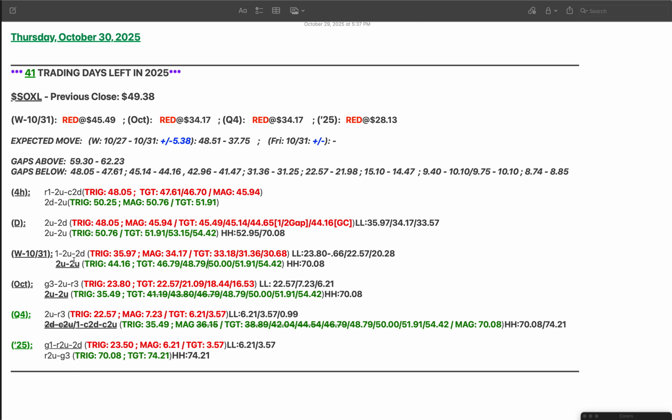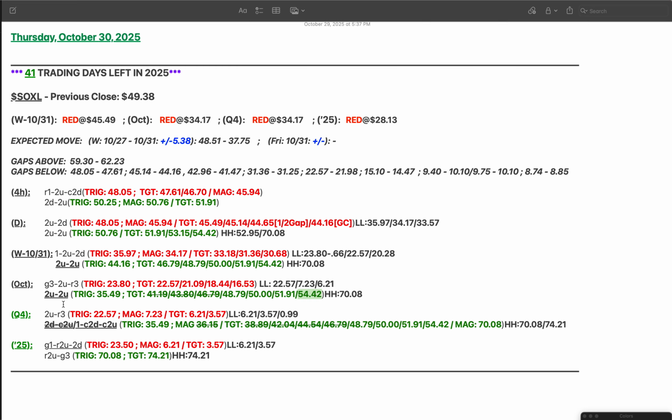Right. From the month perspective, we've gone 2 up as well. That went at 35.49. Hit a couple of targets already. Actually need to cross these two out as well. So again, still looking for the 51.91 and 54.42.